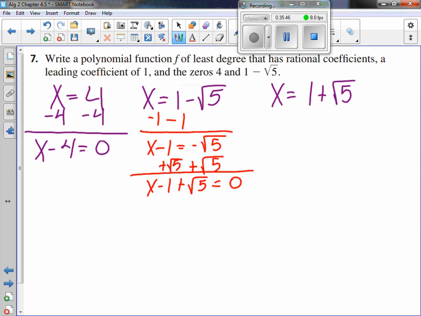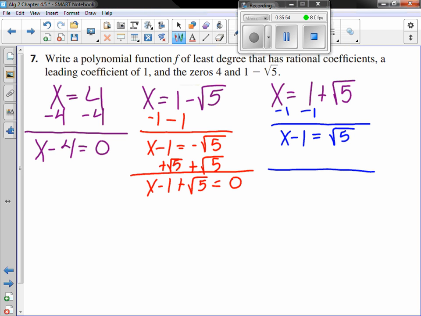And then we'll do a similar thing with this last one here, because we would subtract 1, which would give us x minus 1 is equal to the square root of 5. And this time we wouldn't add the square root of 5 to both sides, we would subtract it, giving us x minus 1 minus the square root of 5 is equal to 0.